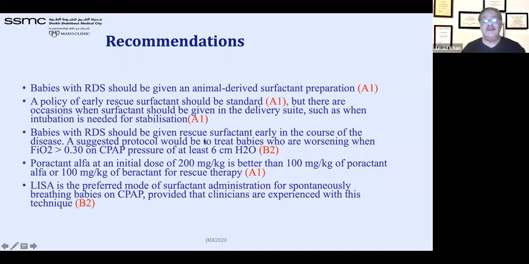Baby with RDS, give rescue surfactant early in the course of the disease. What we are doing is, if the baby requires more than 30% oxygen and PEEP of more than 6, we give the surfactant. According to those studies, poractant is better than the other surfactants. And LISA is a preferred mode of surfactant administration for spontaneous breathing babies on CPAP. So these are the current recommendations, and all of these we can do in Pakistan very easily, we just need to develop the techniques.